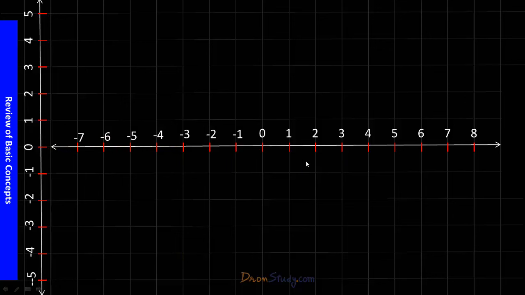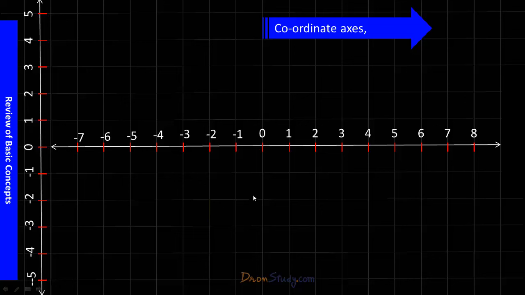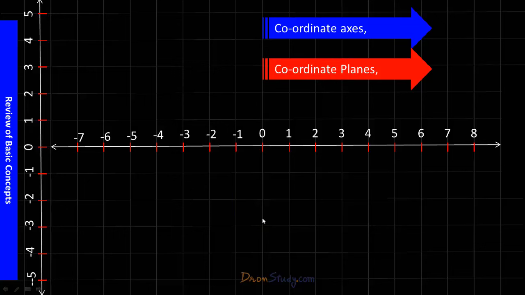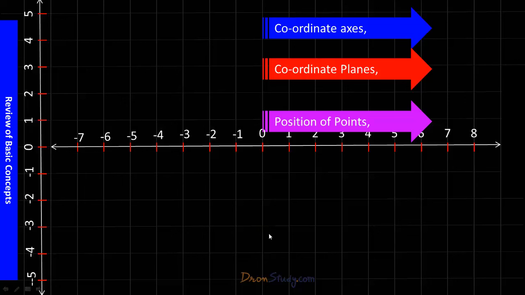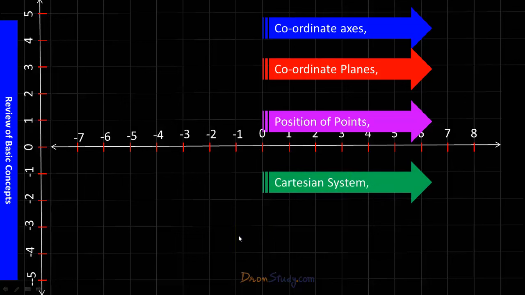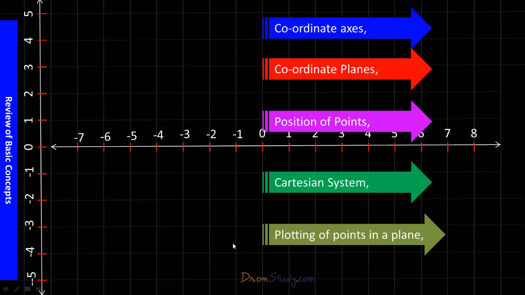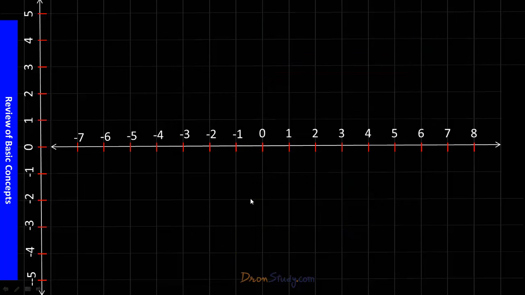Students, in the lower classes we have studied about the number lines. And what is this number line that we have studied? Along with it we have studied coordinate axis, we have also studied about coordinate planes, we have also studied about position of points, we have seen the Cartesian system, and we have seen how to plot the points in a plane. And so we will start with the number line.